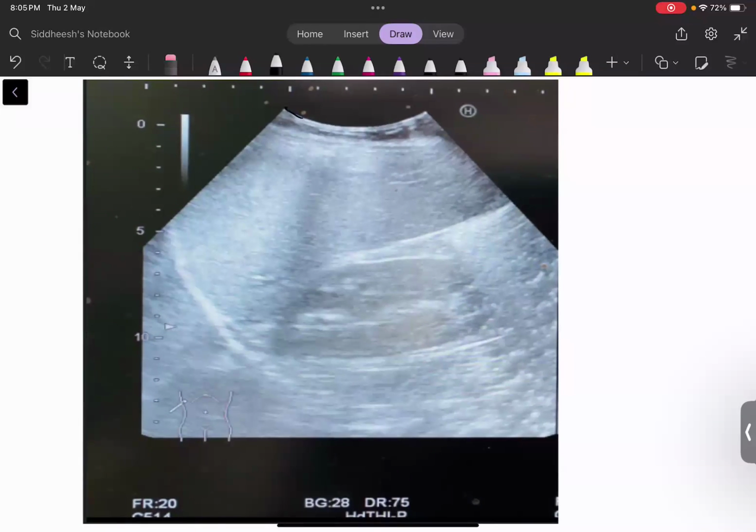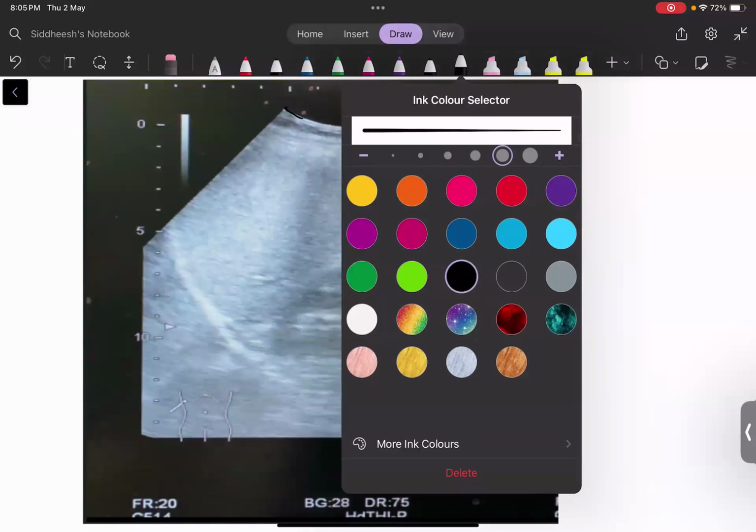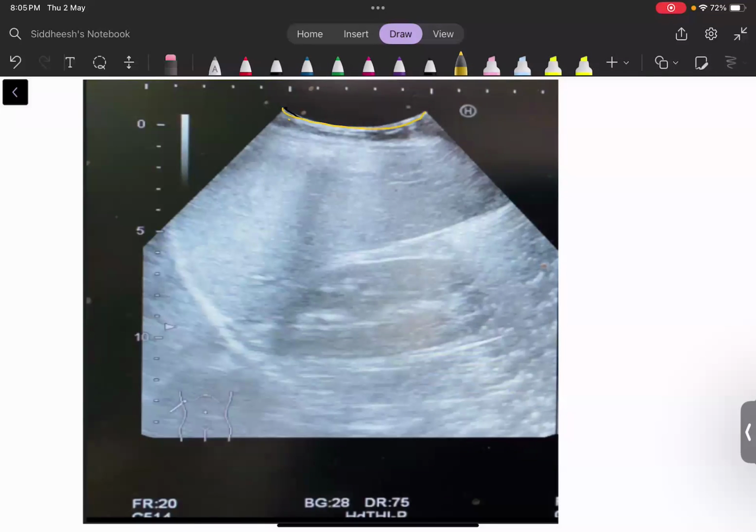Let me zoom in. What we are doing here is the ultrasound. Let me change the color to yellow so you can see clearly. This is the ultrasound probe, and these are the ultrasonic waves we are sending onto our abdomen. Can you all appreciate the presence of liver? Yes or no? Perfectly fine.